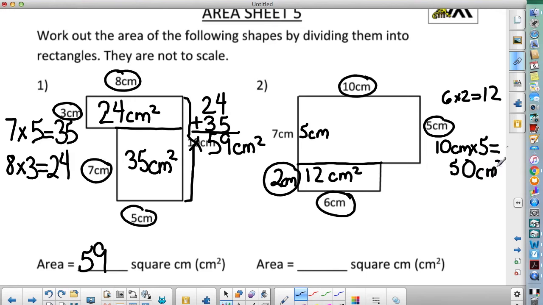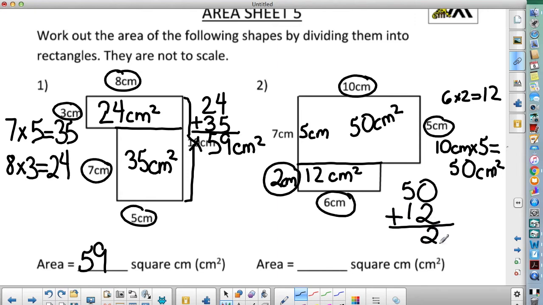Now we're going to add 50 centimeters squared to 12 centimeters squared. Starting in the ones place, we have 0 plus 2, which is 2. 5 plus 1, 6. So the area of the composite figure is 62 square centimeters, or 62 centimeters squared. Okay, let's move on to number 3.